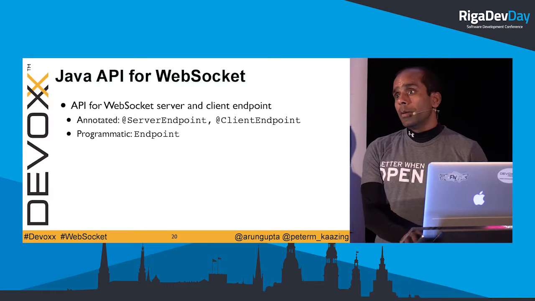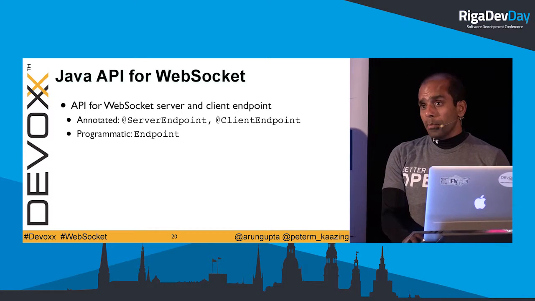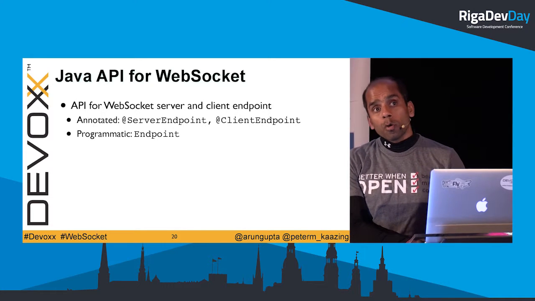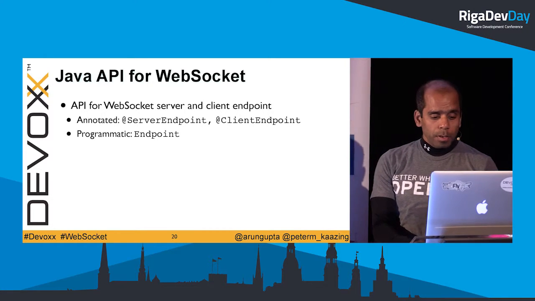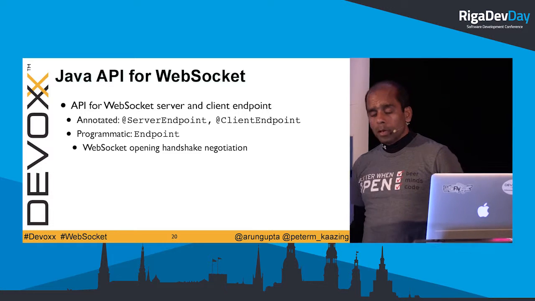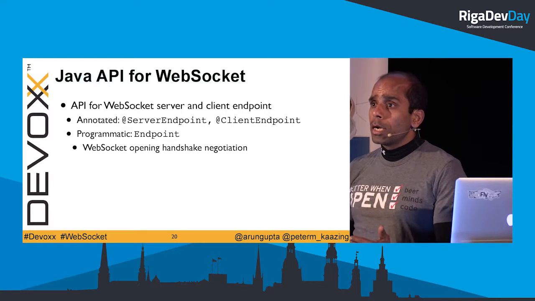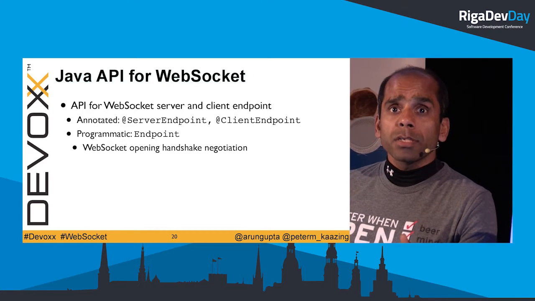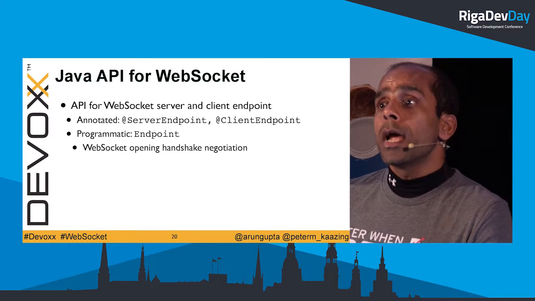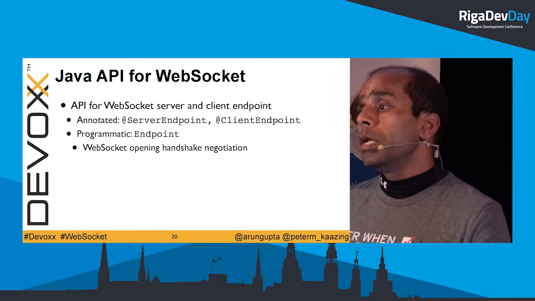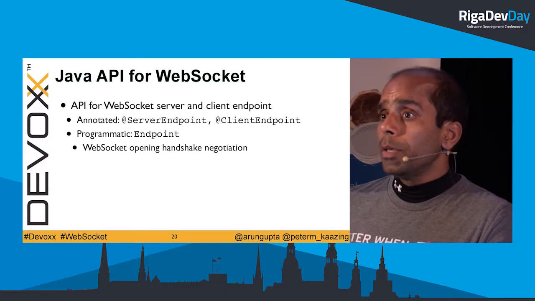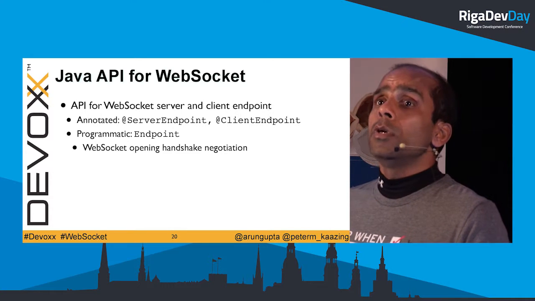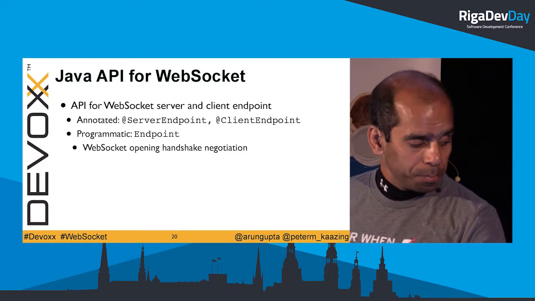There is, of course, a way by which you can do a programmatic endpoint. So annotated endpoint has a lot of default conventions, but if you want to override them, then you can use programmatic endpoint. For example, we talked about the connection handshake, or the negotiation that happens. If you want to get access to a little more detail about how that handshake is being done, what HTTP headers are being exchanged, and you want to manipulate or alter them, you can do that if you're doing the programmatic WebSocket endpoint.